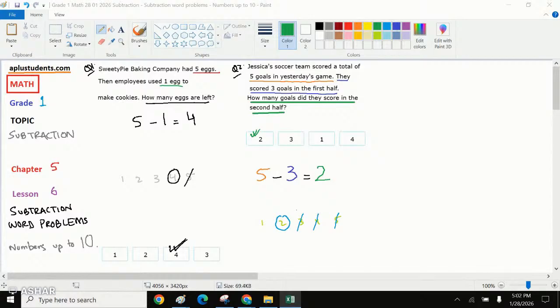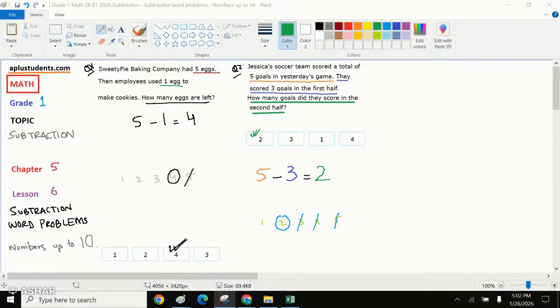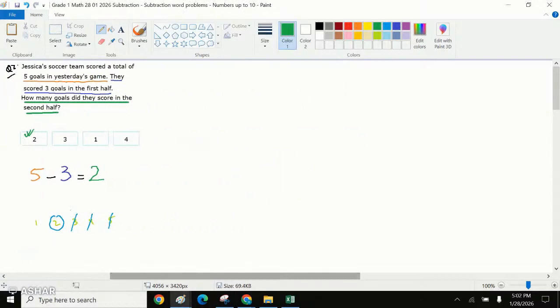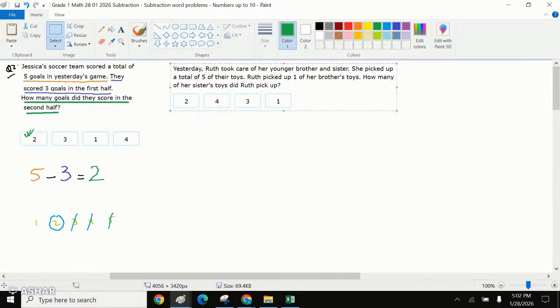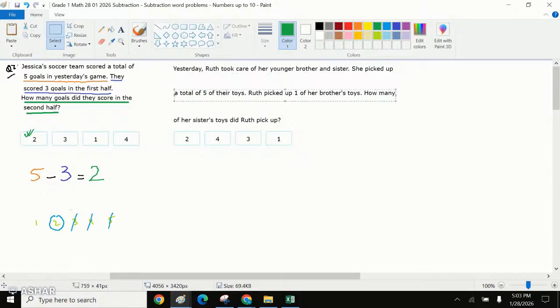Moving ahead, for the next question, it says, yesterday Ruth took care of her younger brother and sister. Just a moment. For question number 3, it says this statement: Ruth is taking care of her siblings and they're throwing their toys here and there, right? So she needs to pick up the toys.